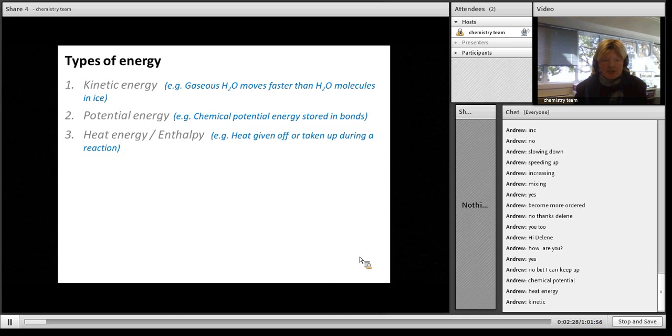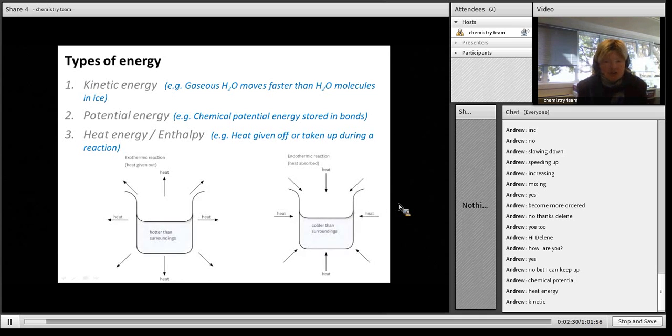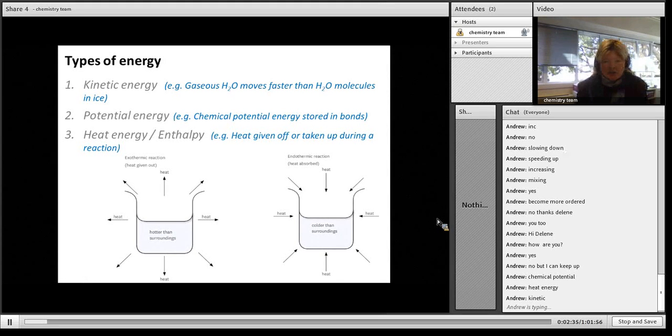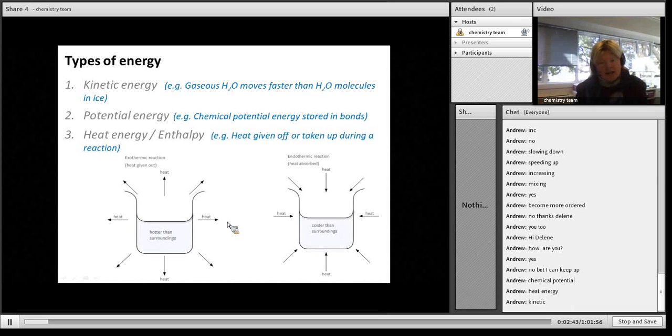Okay, so there are 2 different types of reactions. Now that writing is a bit small, so I don't know if you can actually see it, but the one where you've got arrows going outwards, that's when it's hotter in the reaction and heat is being given out, and that's an exothermic reaction, compared to the other one where it's colder in the reaction, so heat is being drawn from the surroundings into the reaction. So you should have met them last year, an exothermic reaction and an endothermic reaction.